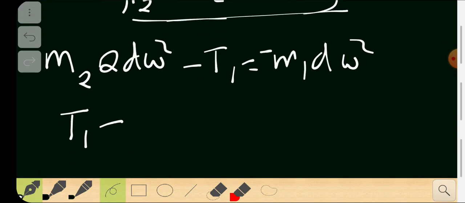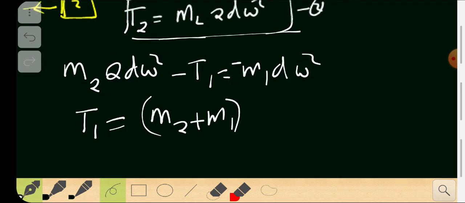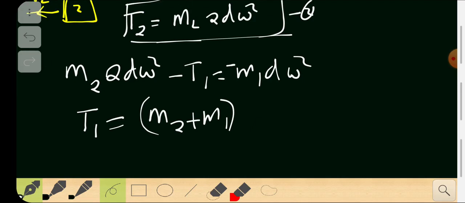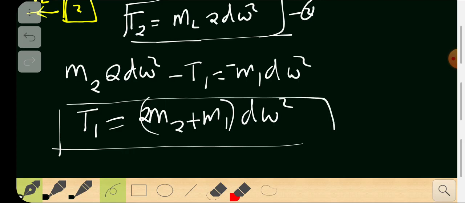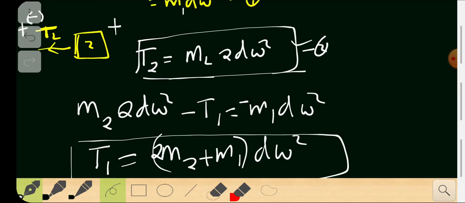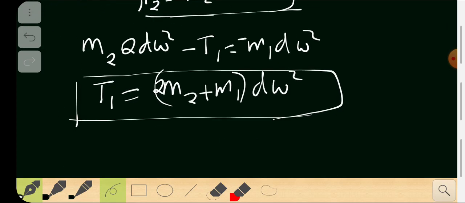So now you get T1 must be equal to m2 plus m1, and I'm going to take that as common, times what, there is a 2 as well, right? So it's 2m2 plus m1 times d omega square. So that will be the total tension in T1, and T2 we have found out, T1 we have found out, just like that. So this is also very helpful, and I think this gives you a lot of insight.